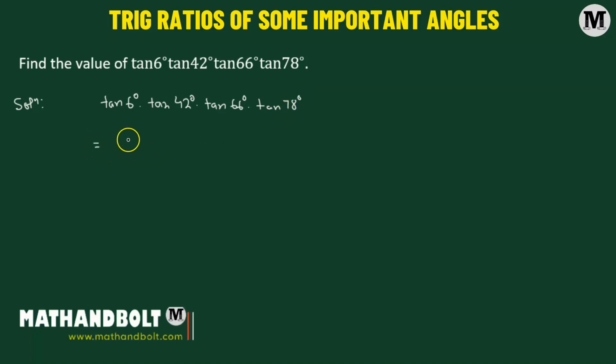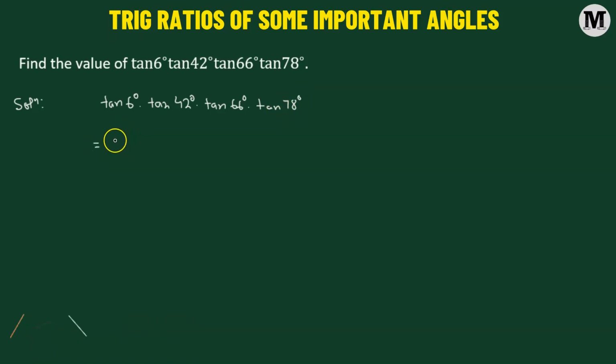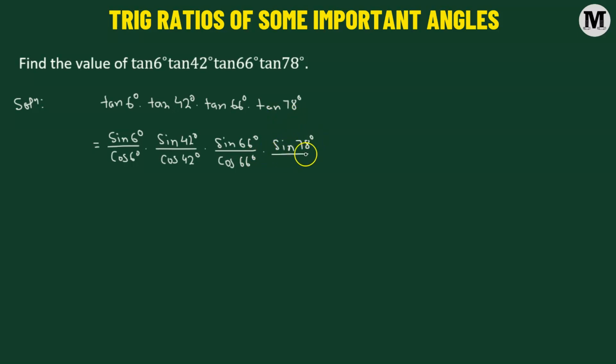What we'll do, we'll rewrite each of the tangent functions as the ratio of sine and cosine. So tangent of 6 degrees will become sine 6 degrees divided by cosine of 6 degrees. Then tangent of 42 degrees can be expressed as sine of 42 degrees over cosine of 42 degrees, multiplied by tangent 66. So that's sine 66 degrees divided by cosine of 66 degrees, multiplied by tangent 78 degrees. So that will be sine 78 degrees divided by cosine of 78 degrees.